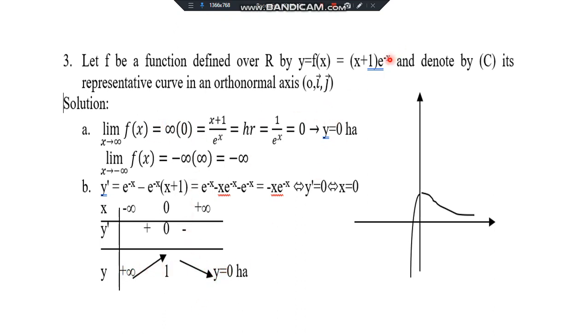And if you replace x by 0 here, you have 0 plus 1 is 1. So it's coming from down to the maximum here that you have, and then going to y equal to 0 horizontal asymptote.